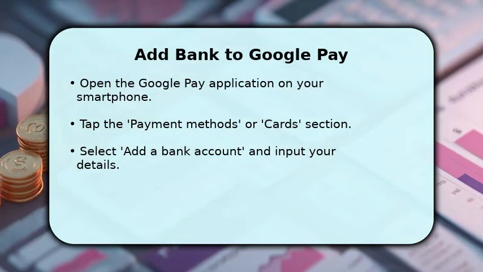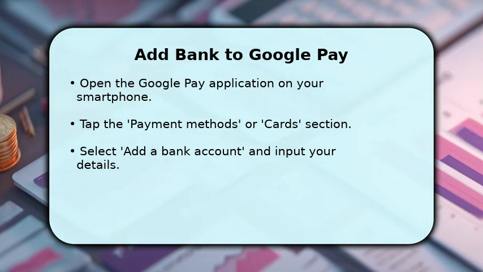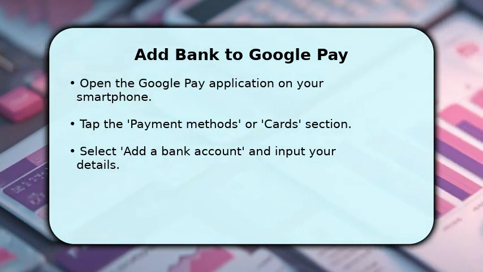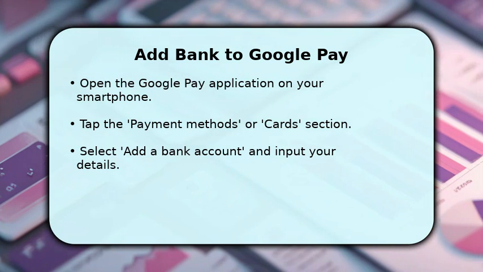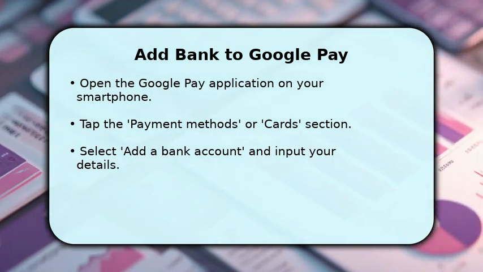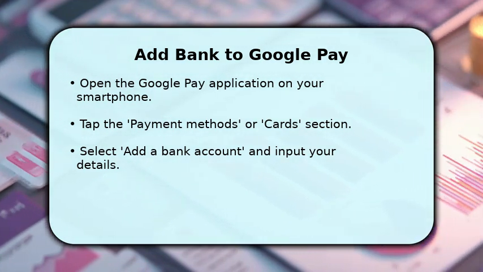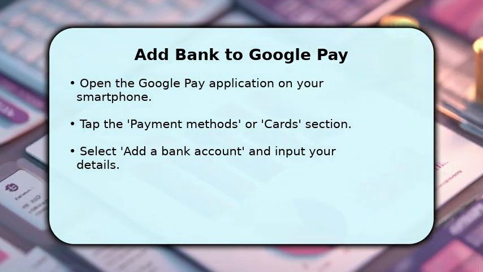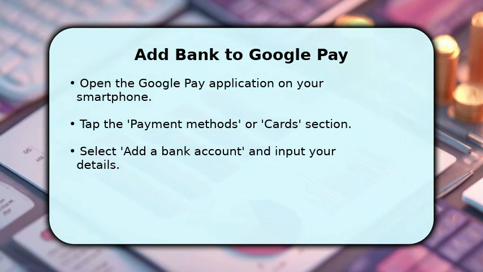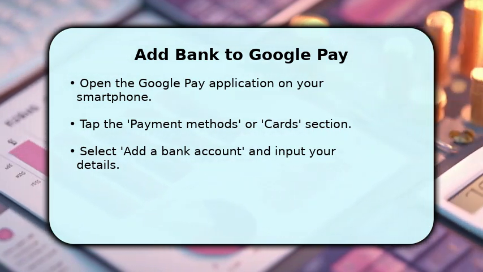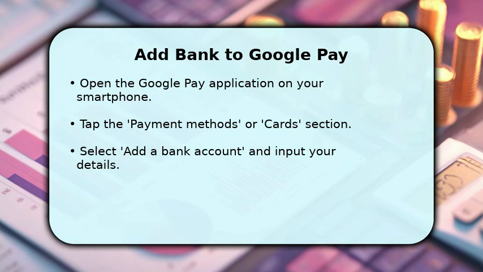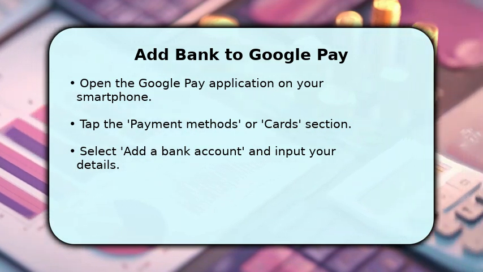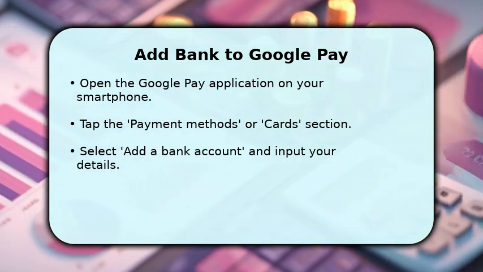After your funds arrive in your bank account from PayPal, it is time to add that bank to Google Pay. Open the Google Pay application on your mobile device. Navigate to the Payment Methods or Cards section, depending on your app version. Select the option to add a bank account and carefully enter your bank's routing and account numbers, ensuring they match your linked PayPal account for consistency. This step securely connects your bank to your Google Pay wallet.